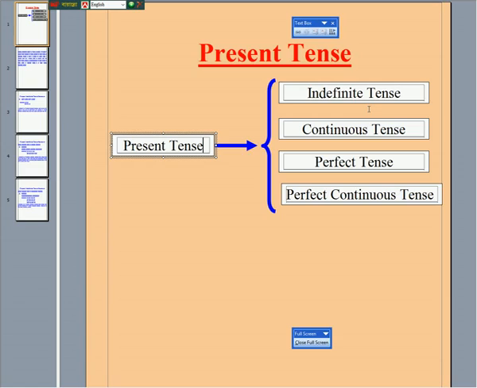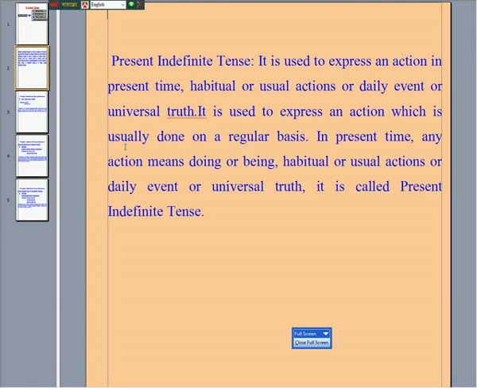Present tense has four tenses: present indefinite tense, present continuous tense, present perfect tense, present perfect continuous tense. The definition of present indefinite tense: it is used to express an action in present time, habitual or usual actions, or daily event, or universal truth. It is used to express an action which is usually done on a regular basis. In present time, any action means doing or being habitual or usual actions, or daily event, or universal truth. It is called present indefinite tense. So memorize it.